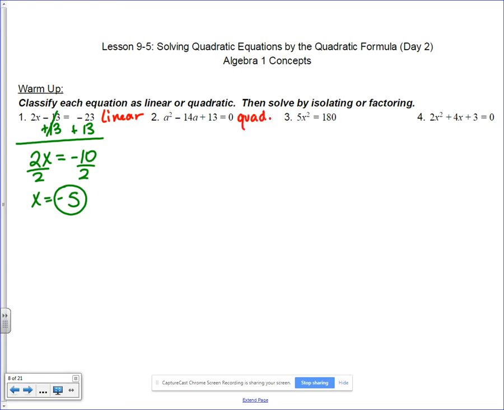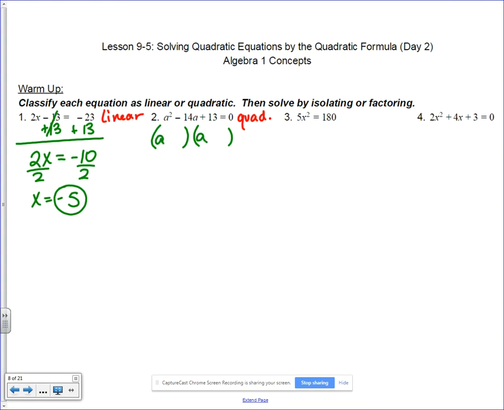Okay, so if I want to solve that, directions say I either can isolate or factor. Can I isolate that thing? No, because I've got a squared and a, so I have to factor it. Do you have a GCF? No? So 2 binomials? Long way or short way, folks?